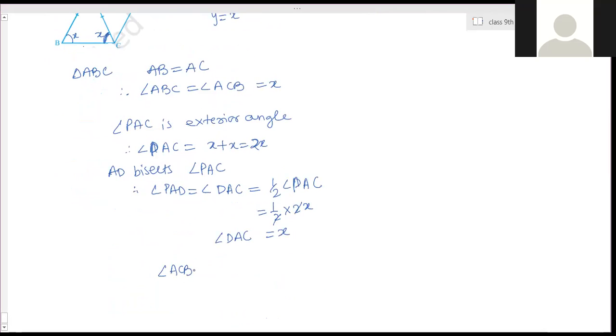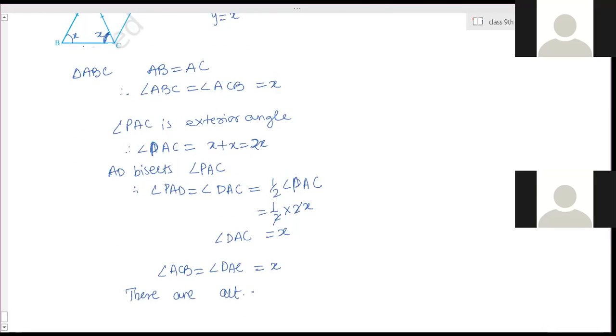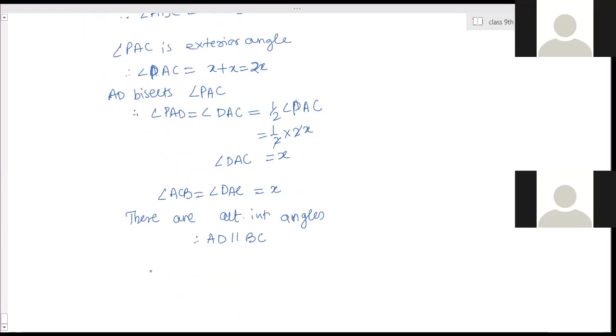Angle ACB is equal to angle DAC, which is equal to x. These are alternate interior angles. Therefore, AD is parallel to BC. Also, AB is parallel to CD, given. Therefore, ABCD is a parallelogram.